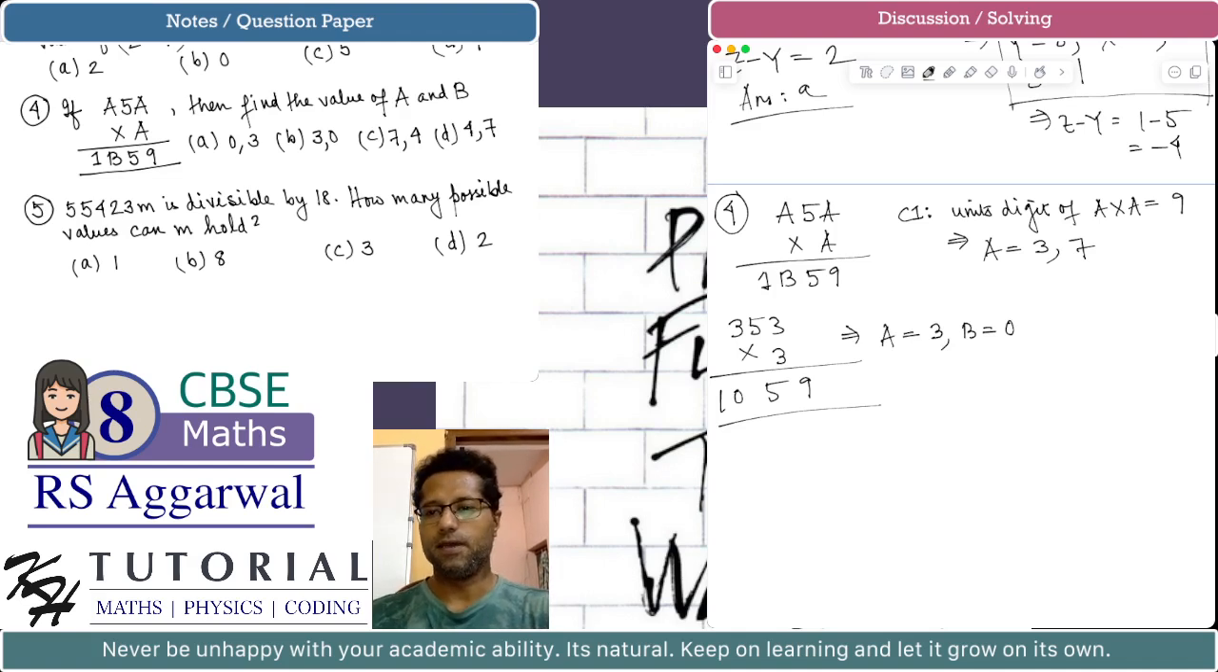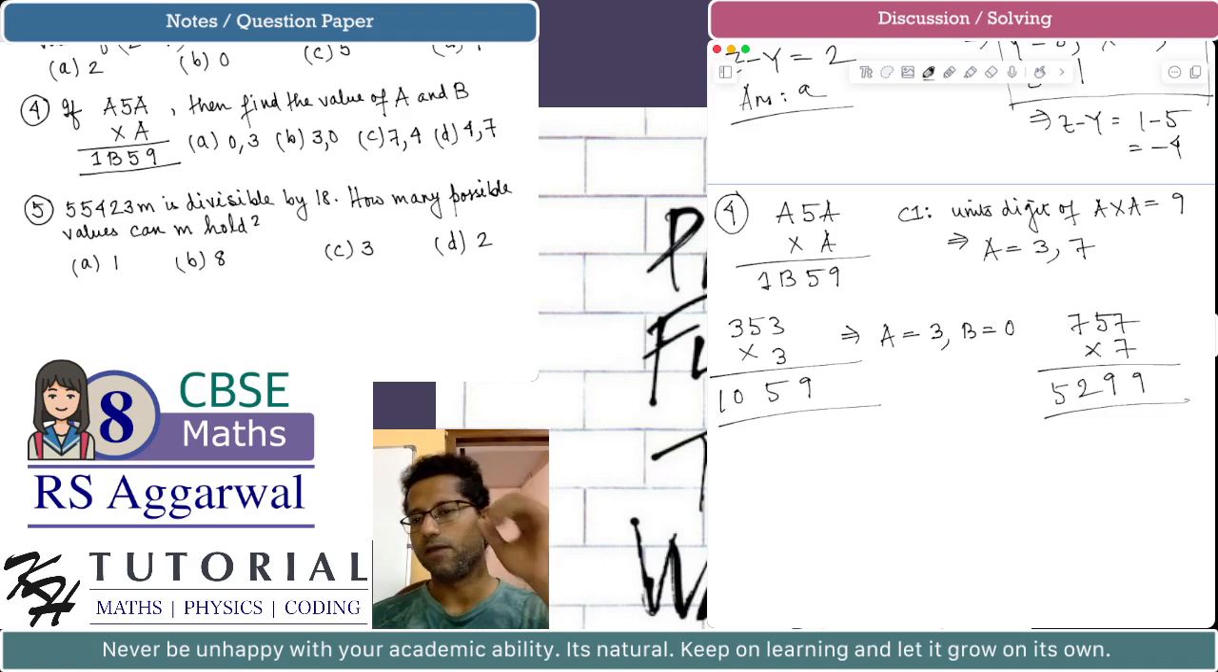Now if we consider A equals 7, then what we get as a result, we have 757 multiplied by 7, and this becomes 5299. No, this cannot be the case. A cannot be 7 because the result is 5000 something, but in the given result the result is 1000 something. So this implies that A is not equal to 7.